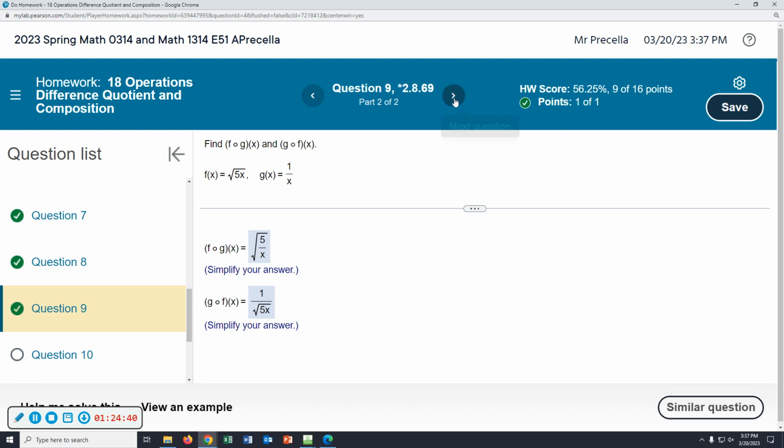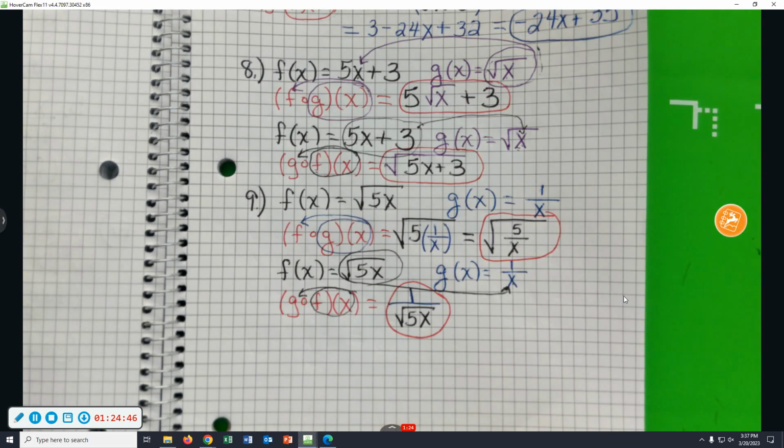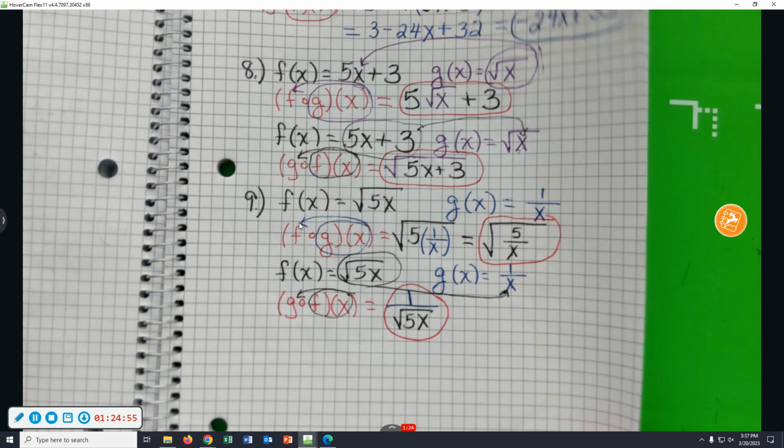If you look at the work, well, I'm drawing some arrows, but there's not a lot of scribble work here. Okay? All the work is going on up here.